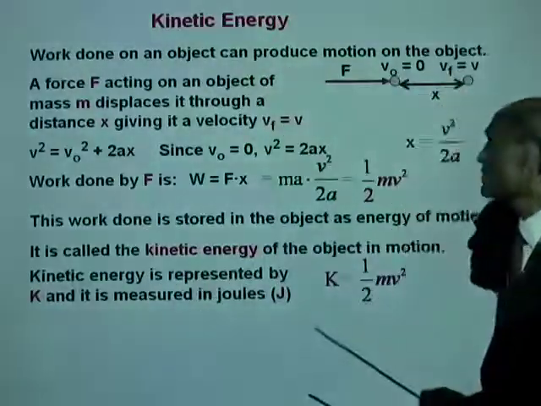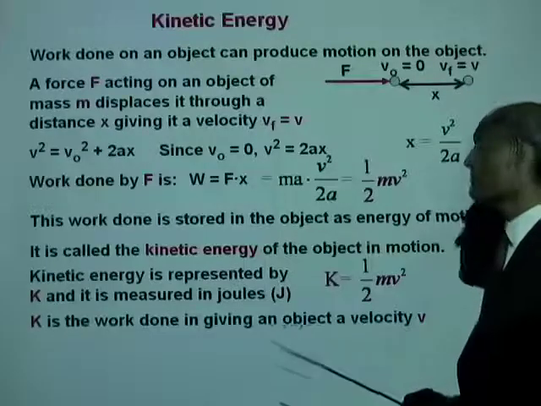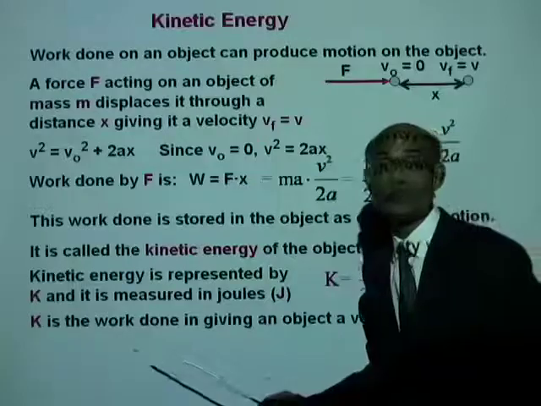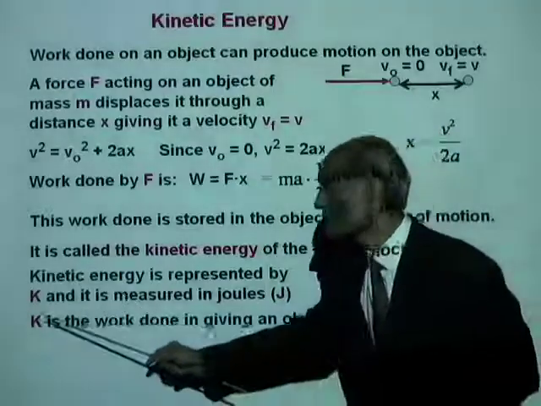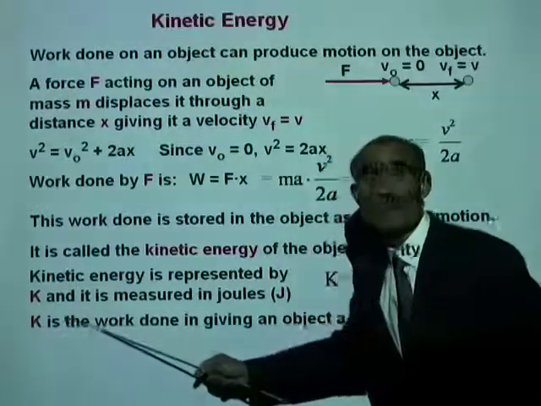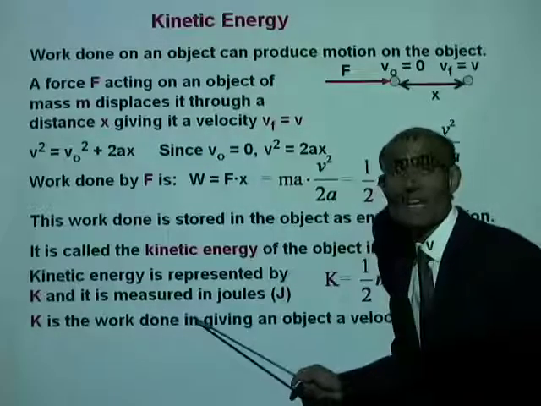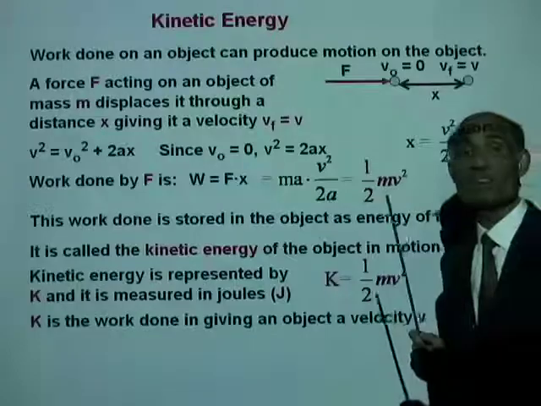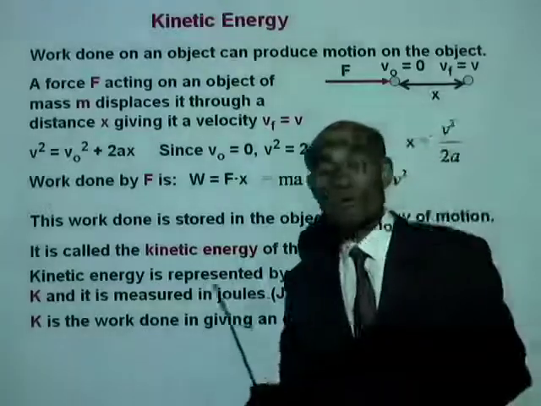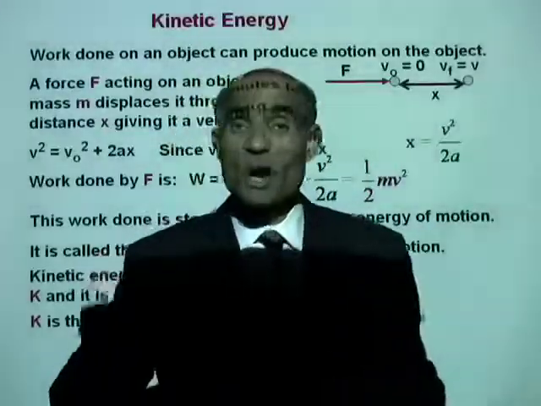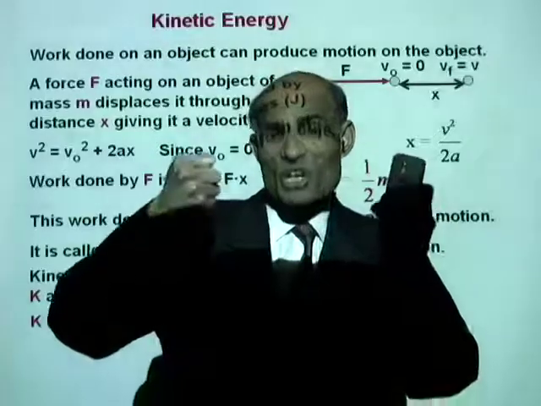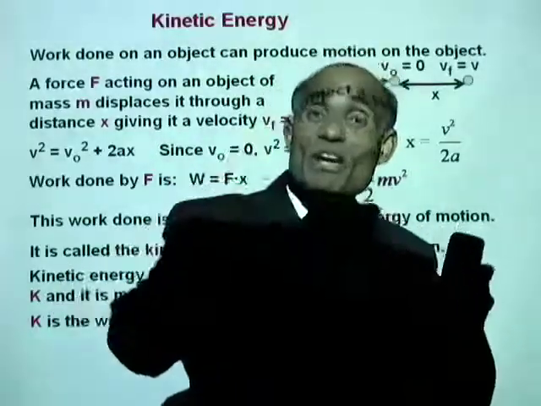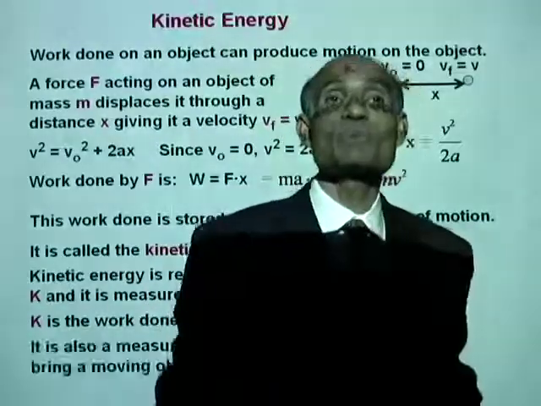So, K equal to 1/2 mv squared. And in a simple sentence, you can define kinetic energy like this. Kinetic energy is a measure of the work done in giving an object a velocity v. Also, you can say a moving object has kinetic energy, which is a measure of the work it is capable of doing in coming to rest.